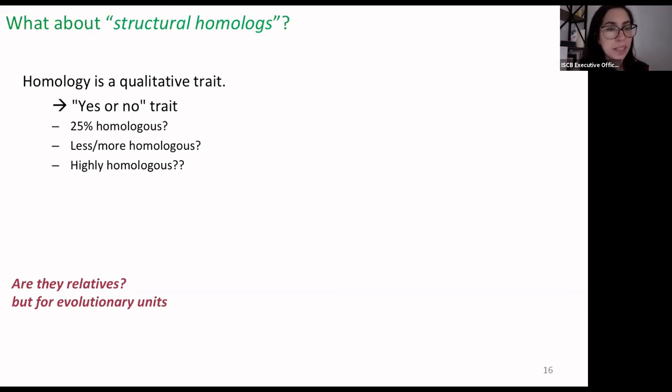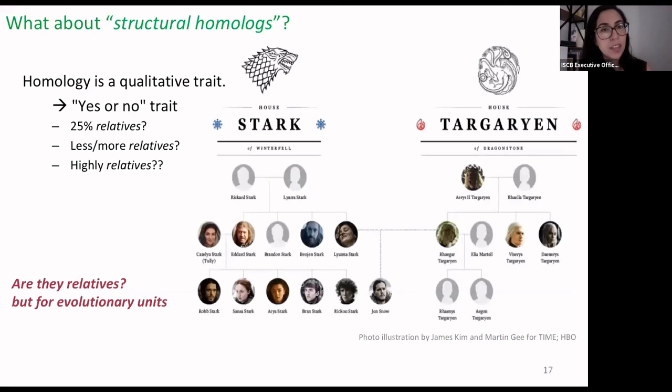You can't be less or more homologous, or you can't be highly homologous. You can be highly similar and still not be homologous. So think about this when you use the word homology. The only question we are asking is if they are relatives.